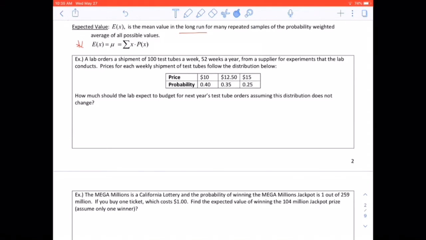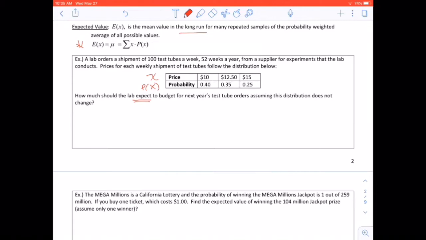So does this follow a probability distribution? X is your random variable, and that is our price. So X is numerical. Our probabilities, you can check to see if those sum up to 1, and they do. And then also all those probabilities are between 0 and 1. So yes, this is a probability distribution. So it says, how much should the lab expect to budget for next year's test tube orders, assuming that the distribution does not change? So we need to go ahead and notice a few things. It's asking about expected value because it's asking about how much do they expect to budget.